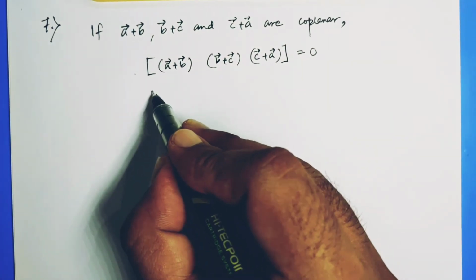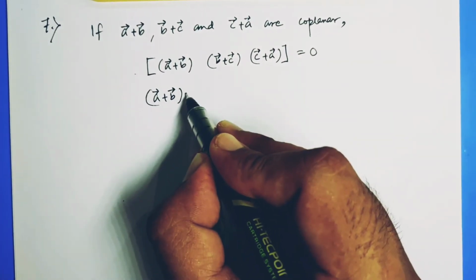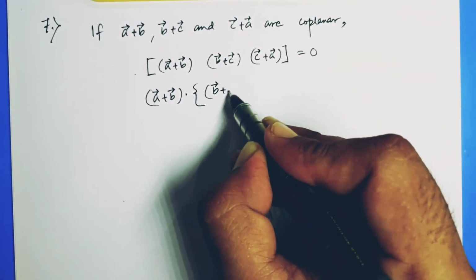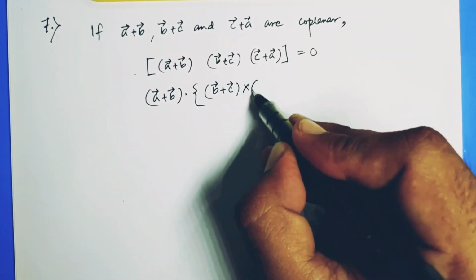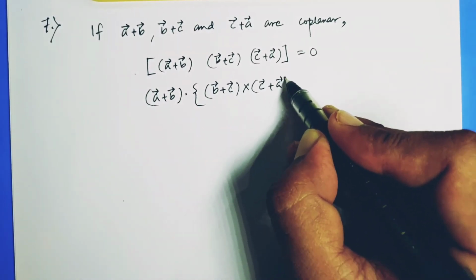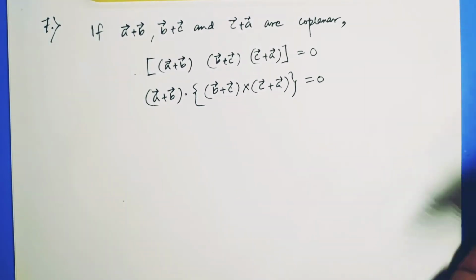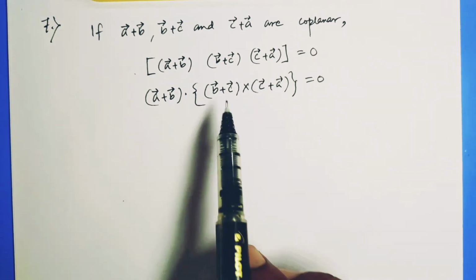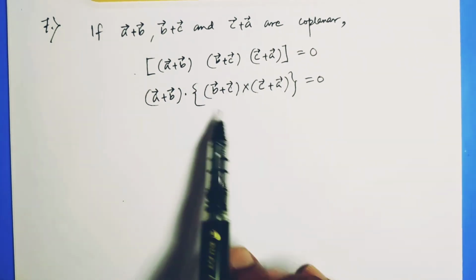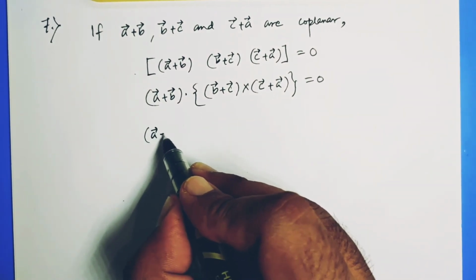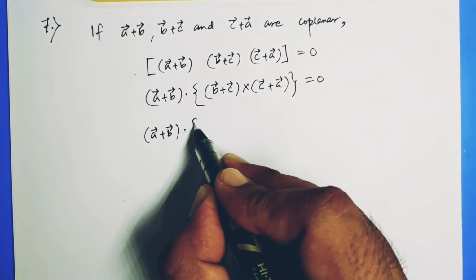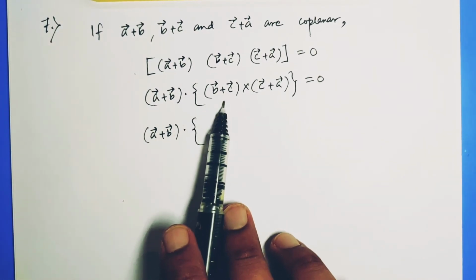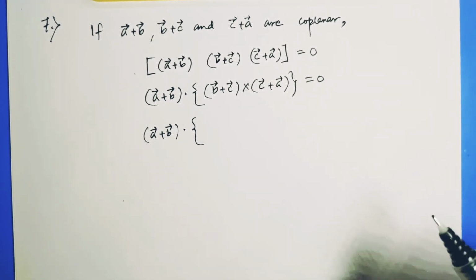Now let's write this one. A vector plus B vector dot, the inside one I will write like this, B vector plus C vector cross C vector plus A vector equal to 0, right? Now we always do BODMAS, right? Always do the work which is in the bracket. So let's do this one first, A vector plus B vector. First you see the cross product. Now we know that cross product is distributive, right? So let's distribute this one with this one, just like normal algebraic multiplication.